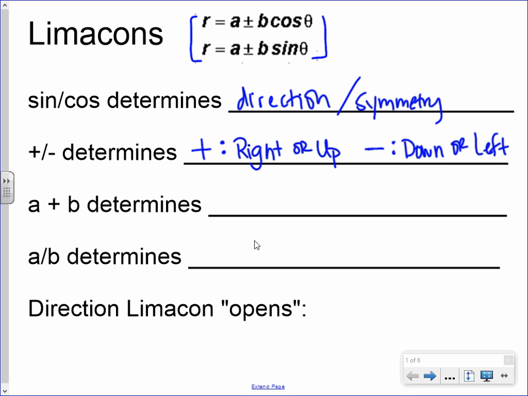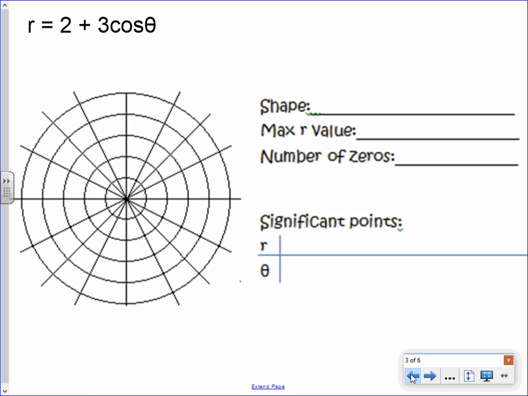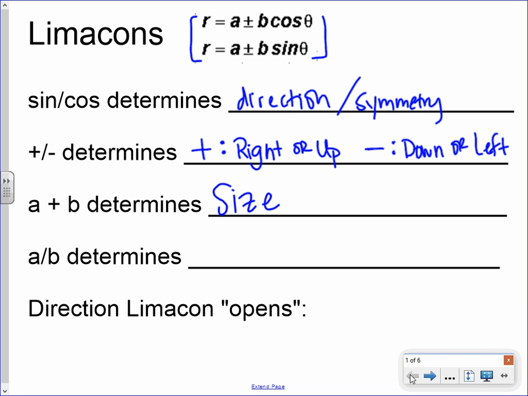Okay. Part 3, A plus B. What is that going to give us? The size. And what do you mean by the size? How big it is. How big it is from where? Origin. Okay. From the pole, A plus B is going to give us our size. You know how like in here, max R value, that's essentially what A plus B is giving us. How large it is from the pole in its biggest portion. Okay.